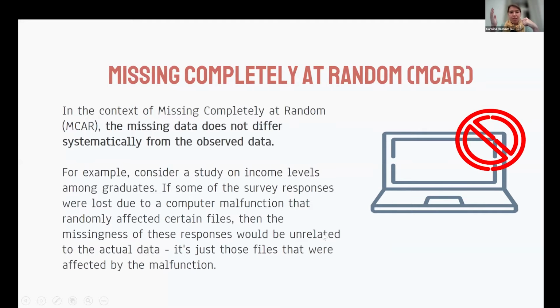Let's think of our study. So we are interested in income levels among graduates, and we have a data set or records compiled on a computer, and then we have a malfunction which affects completely randomly certain persons, certain files on this computer, and we just lose a subset of our data on the recent graduates. There's no pattern or anything to it. It's a completely weird malfunction. Maybe 20% of our records get deleted.